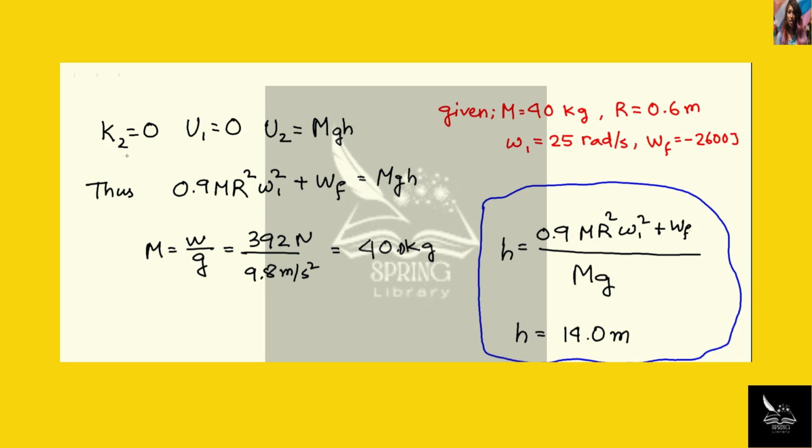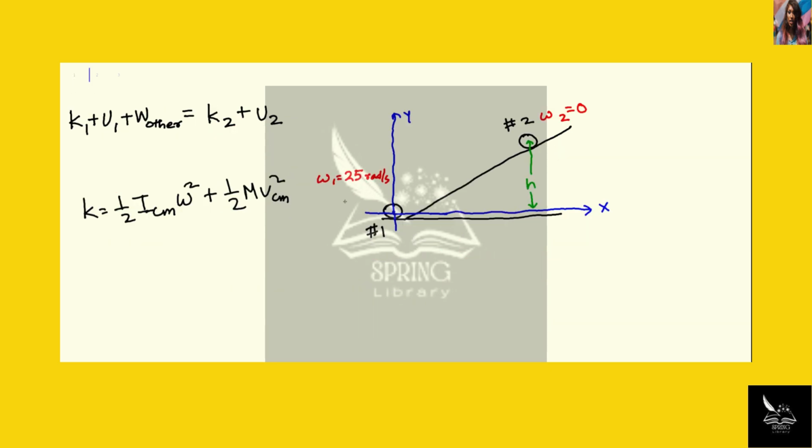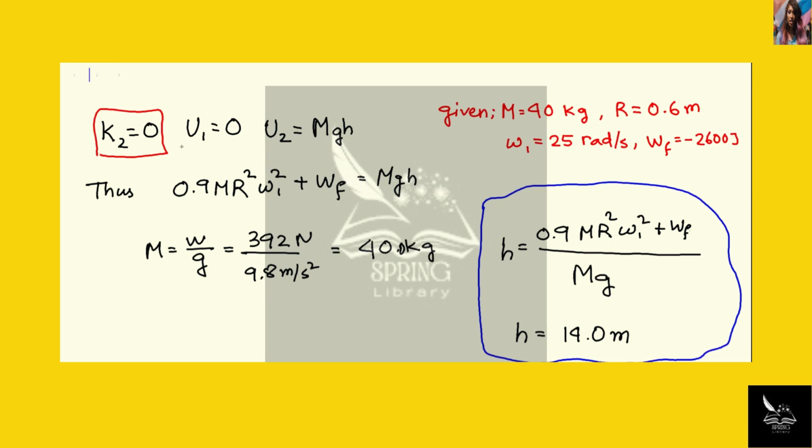Now, at point 2, since the wheel stops, there is no kinetic energy there. Also, there's no potential energy at point 1 because we're considering y equals 0 here. So the potential part goes away at point 1, and the kinetic part goes away at point 2. All we have at point 2 is the potential energy, which will be m times g times h, the gravitational potential energy. So we'll just equate these two parts. We have the kinetic part, we have the other form of energy, and then we have the potential part.